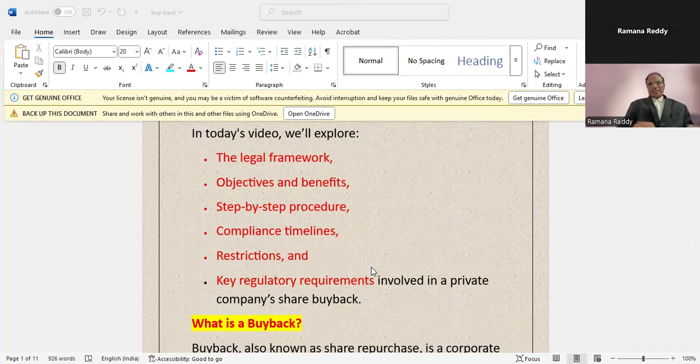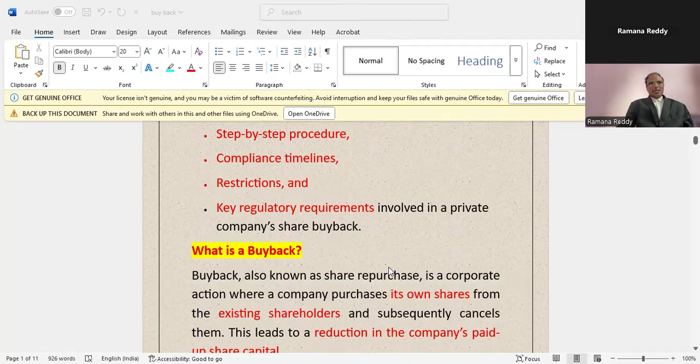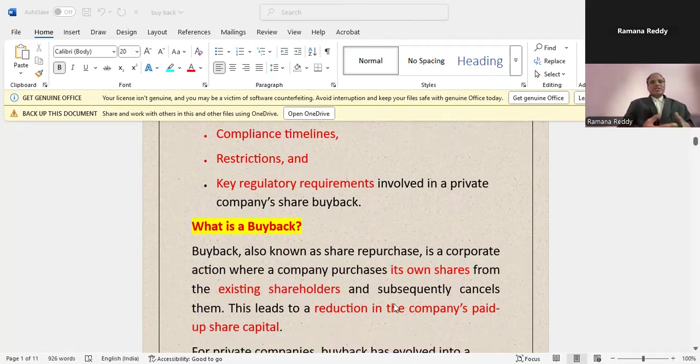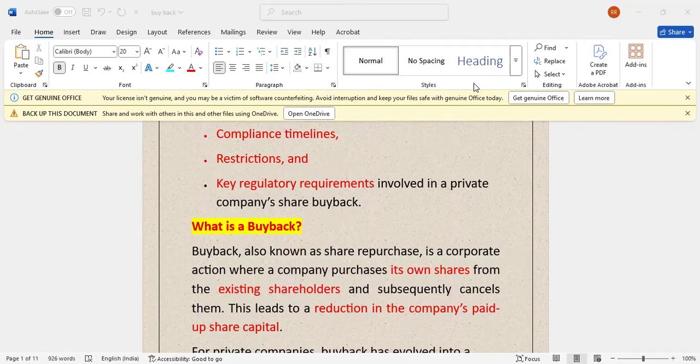So what is buyback? Buyback, also known as share repurchase, is a corporate action where the company purchases its own shares from existing shareholders. This is called buyback. And subsequently it cancels these shares. This leads to a reduction in the company's paid up share capital.